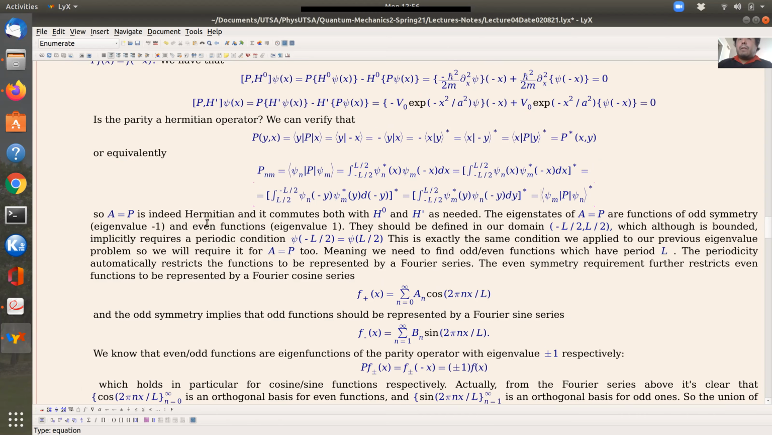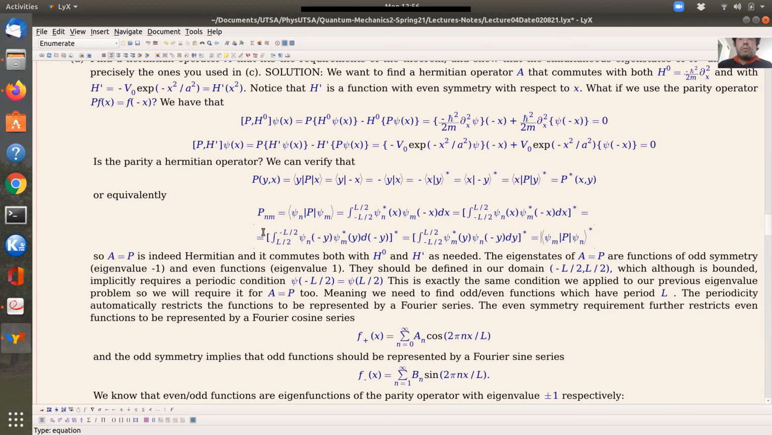Actually, the parity operator is a good choice for what we want to do. It's Hermitian. It commutes with both H naught and H prime, so that's nice with the unperturbed and the perturbation, and that is all that is needed. Now, what are the eigenstates of the parity operator? You probably saw this, but if you haven't, you can build an intuition for what the eigenstates are.